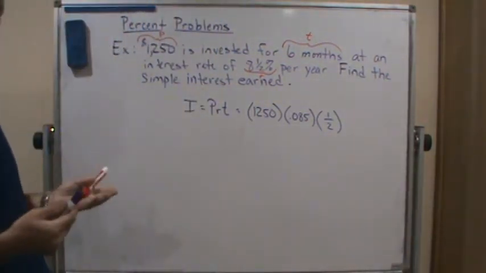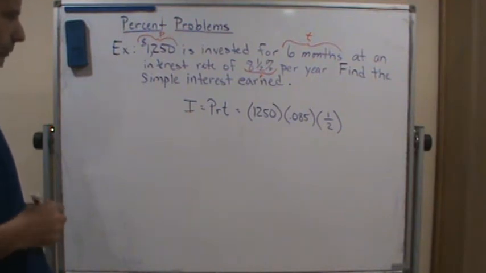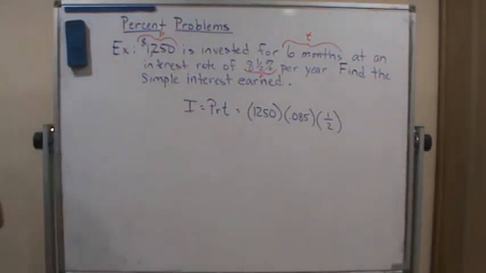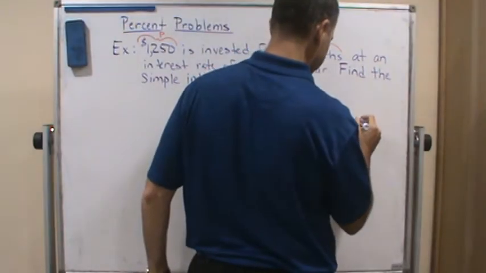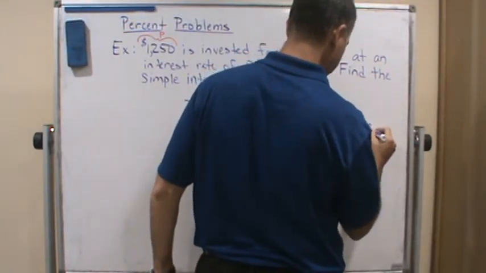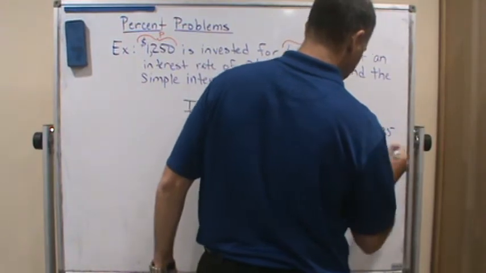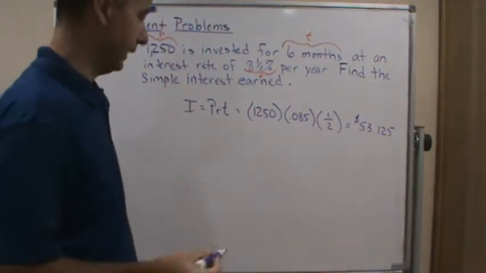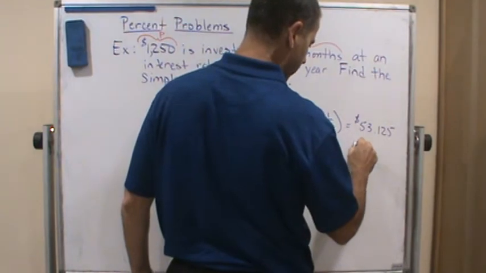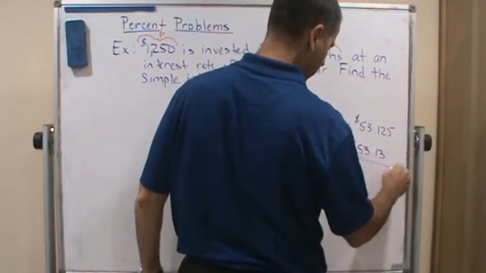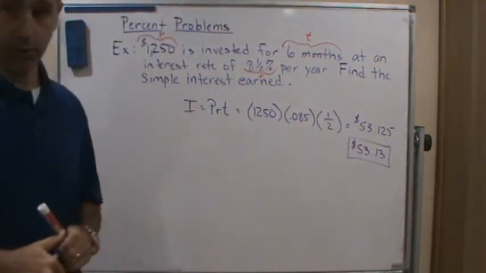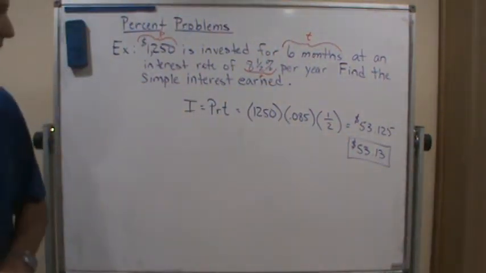Now we're ready to calculate. If you put this in your calculator, you get an interest of 53.125. And of course, we want to round that to the nearest penny. And so the amount of interest is $53.13. And that's how you calculate it.